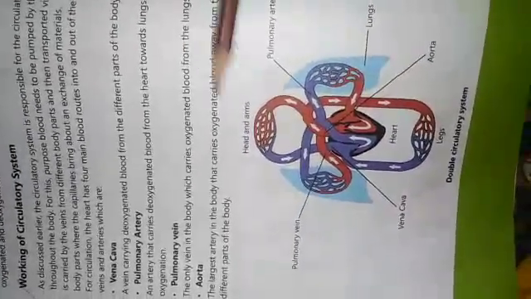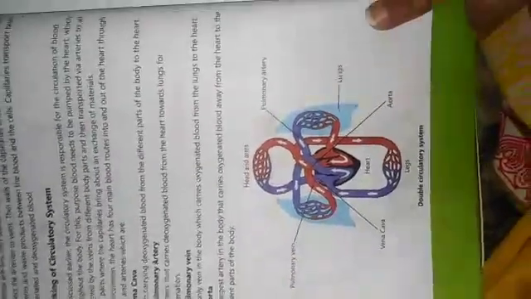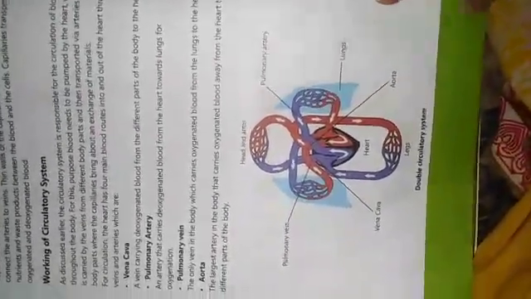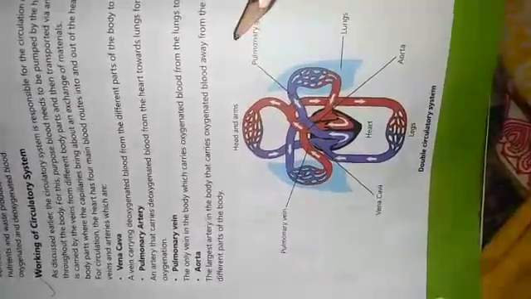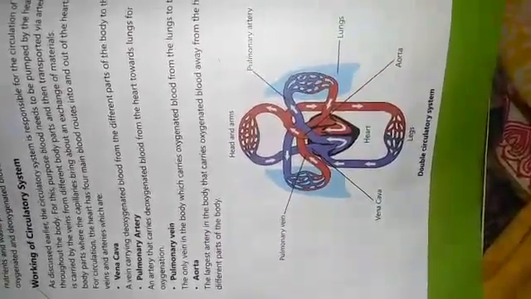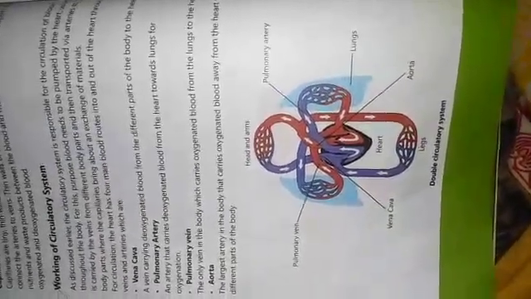Aorta, the largest artery in the body that carries oxygenated blood away from the heart to the different parts of the body. Aorta's function is that it carries the oxygenated blood, high quality oxygen blood, from the heart to all the different parts of our body.